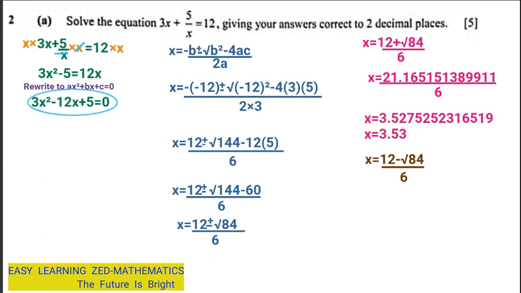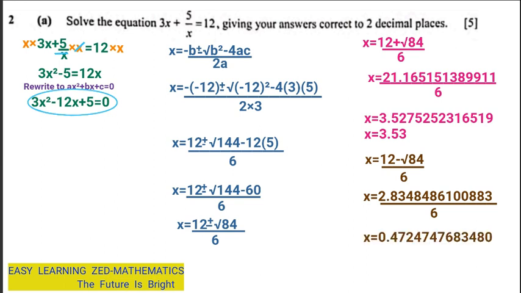So when we punch that, it's going to give us x is equal to 2.83484861008883. Okay, that will be divided by 6. Okay, so when you divide that by 6, we're going to get x, which is equal to 0.472474767668. That will be the quotient. Then we're going to round off that number to 2 decimal places. Okay, so what we're going to do is write x is equal to 0.4.